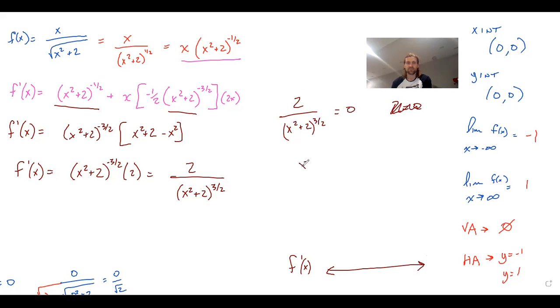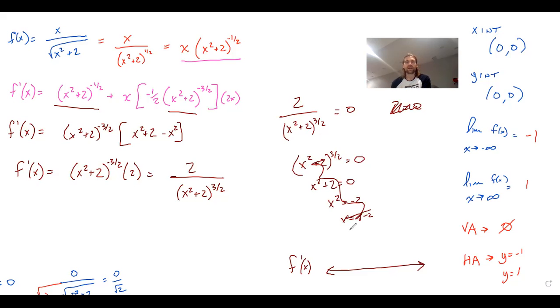We also want to check the bottom. Can (x squared plus 2) to the 3/2 power equal 0? Well, we can take this to the 2/3 power. X squared plus 2 would still have to equal 0. X squared would have to equal negative 2, and we can't take the square root of negative 2. So there are no critical numbers on the first derivative.